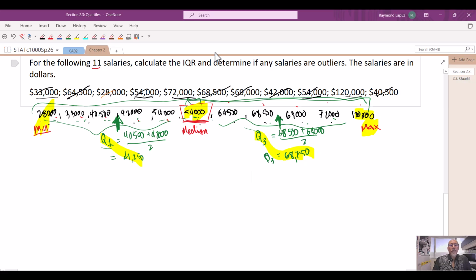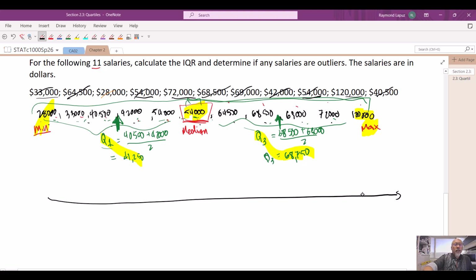Now let's figure out, well, let's draw it before we get to the IQR. Let's draw this so we can visualize what's happening. The thing to do is to draw a number line, and ideally you draw this kind of spaced out evenly. So this starts with 28,000, so maybe I'll start with 20,000, 30,000, 40,000, 50, 60, and I'm trying to do this as evenly as possible.